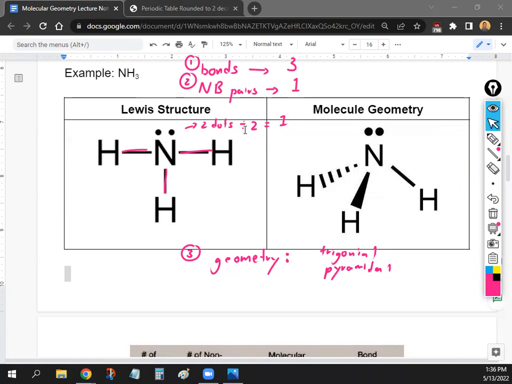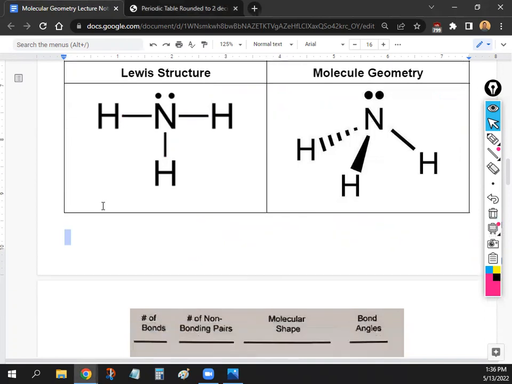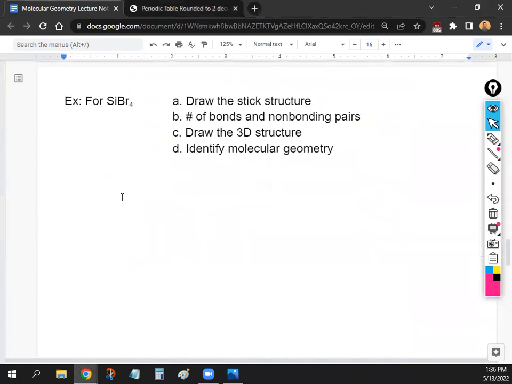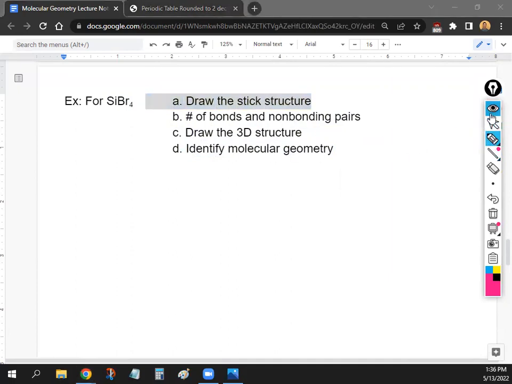Okay, so just to let you guys know, this chart is posted on Canvas. So if you lose the handout I gave you, you'll always have access, and you can ask me for another copy. But let's go on to a full length problem. And so this is what your quiz is basically going to look like. I'm going to give you guys a molecule. You're going to draw a stick structure, find the number of bonds, non-bonding pairs, 3D structure, and the geometry. So I'll do the first part with you, the stick structure, just to make sure we're all on the same page. And I'll have you guys try the other one on your own, okay?